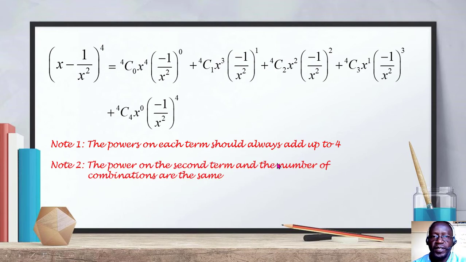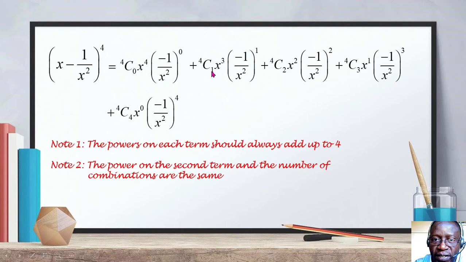The second thing I want you to note is that the power on the second term and the number of combinations are the same. The number of combinations here is given by that, the subscript there. So 0 is the number of combinations, and this one is the second term. The power is 0, so we've got 0 and 0 there.